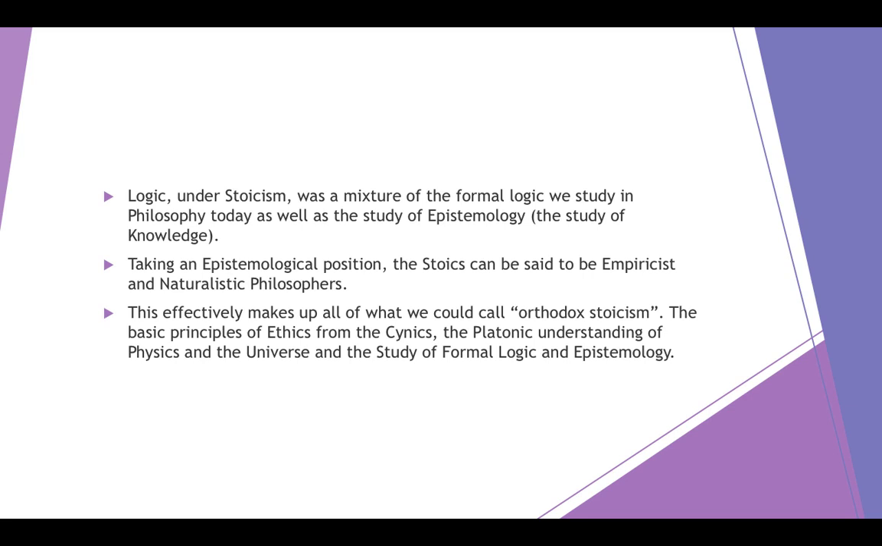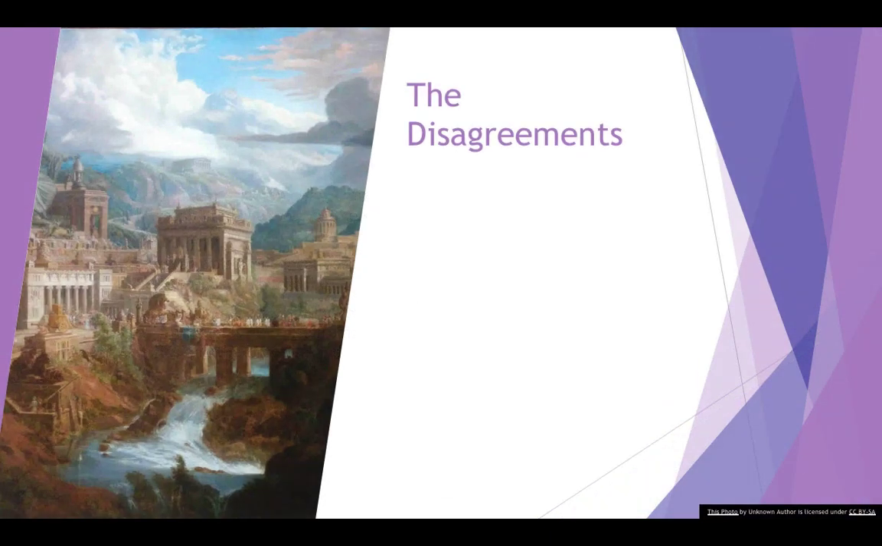So this effectively makes up all of what we would call the orthodox Stoicism: the basic principles of ethics from the Cynics, the Platonic understanding of the physics and the universe, and the study of formal logic and epistemology. So that's what we would take to be Zeno's understanding of Stoicism.